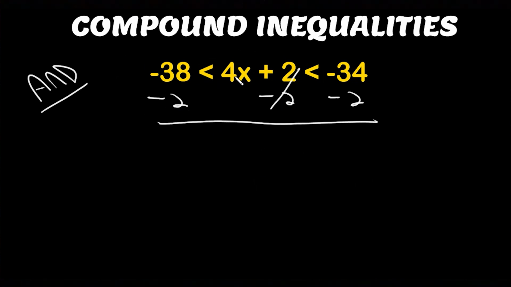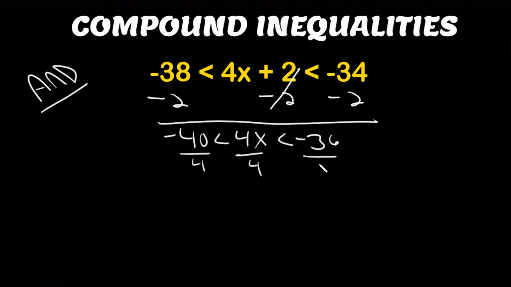And then we're going to go for it. So this will cancel here. Here I get negative 38 and negative 2. That gives me negative 40, less than 4x, and then less than negative 36, right? Negative 34 and negative 2, negative 36. And from here, now all I have to do is divide by 4. So I'm going to divide everything by 4. Okay, there we go. This will cancel. I get negative 40 divided by 4. That will give me negative 10. Now remember, I did not divide by a negative. I do not have to flip the inequality signs, right? So I'm good there. Just going to rewrite it. This will give me x. And then rewrite this inequality. Negative 36 divided by 4, that will give you negative 9.